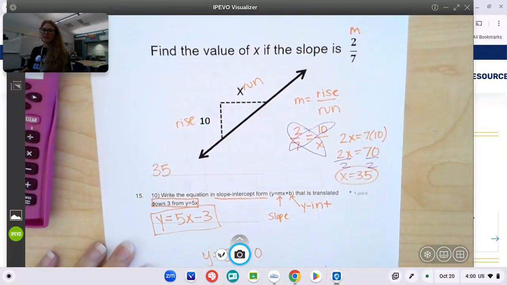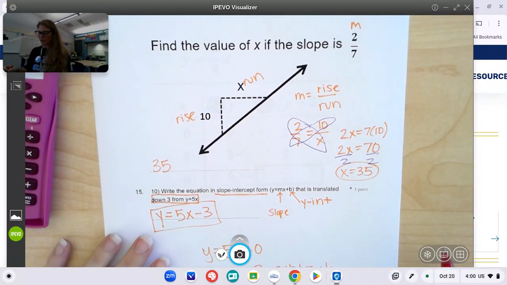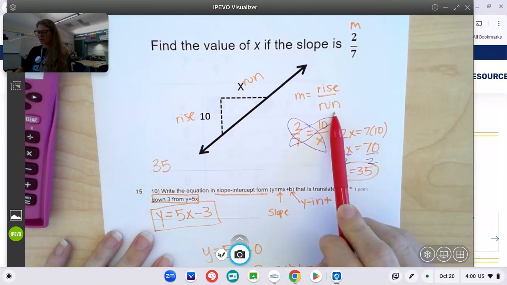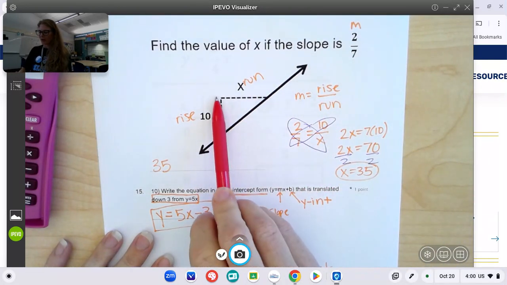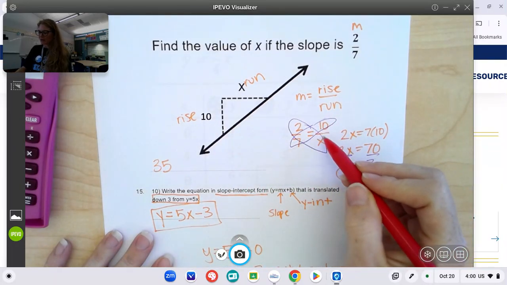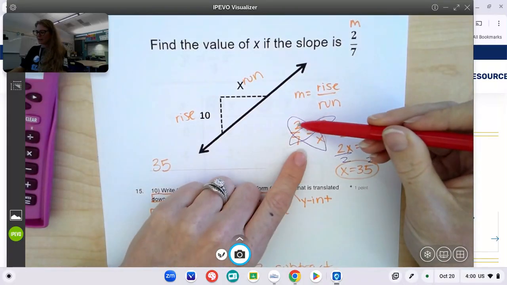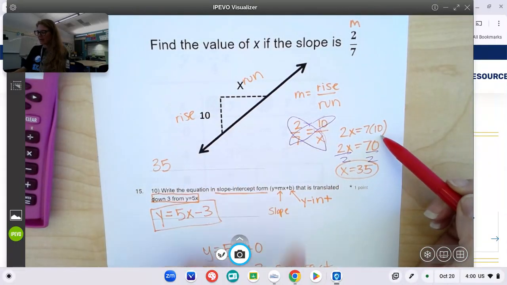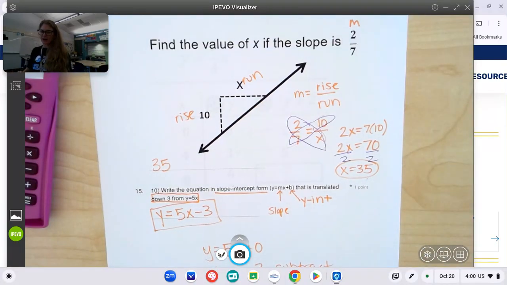Next problem, you've seen this so much, it's been on your quiz, on your homework. Find the value of x if the slope is 2/7. Slope, remember, is rise over run, so 2/7 equal to the rise over run of your line here. I'm going to use cross products to solve, which means I multiply across. 2 times x is equal to, multiplying across, 7 times 10. I get x to equal 35.